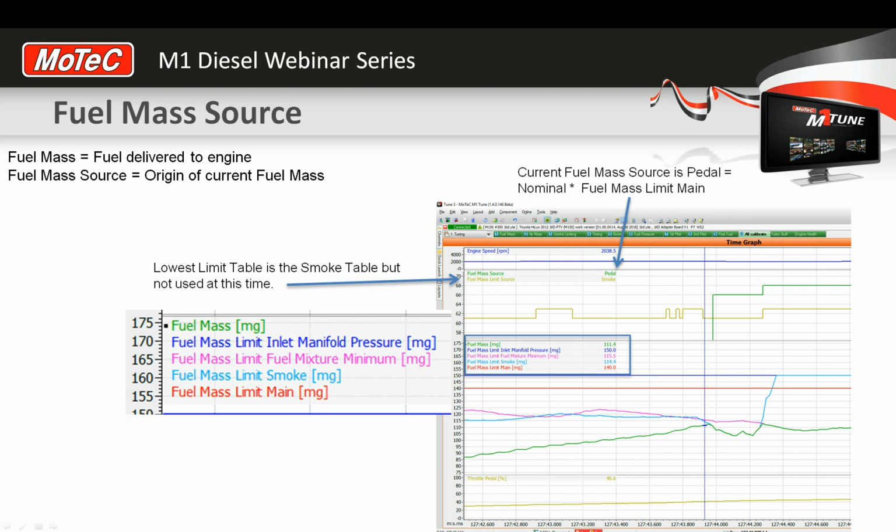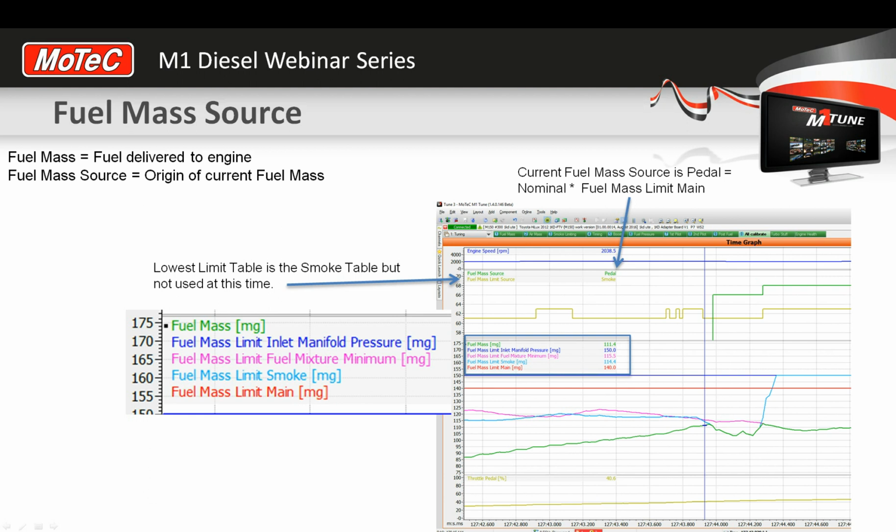So it's very common to use this. I'm going to show you over the next 3 screens how to find out which table is controlling your fuel mass. So as with the petrol packages, we have this nice feature that shows you the source of things. Where does the engine speed limit source come from? Where is, in this case, the fuel mass source?